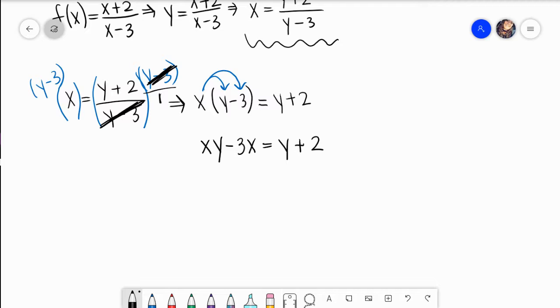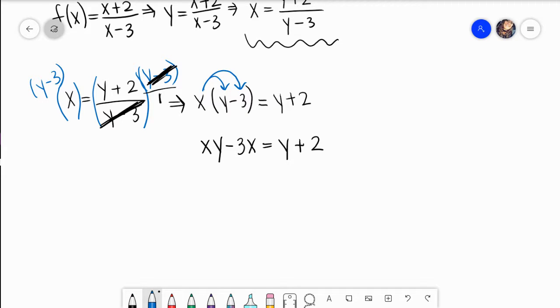So I notice that I've got y on both sides. I'm going to move whatever doesn't have a y away. And what does have a y, I'm going to move them together. So this is what I notice.